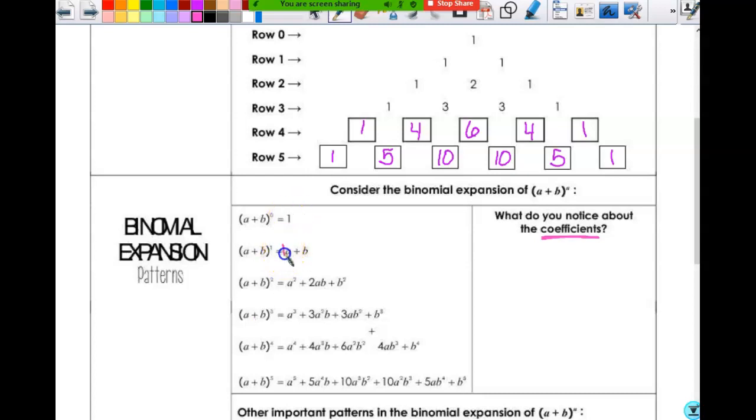So our coefficients here, basically that is 1. And then these coefficients are 1, 1. Then this is 1, 2, 1. This is 1, 3, 3, 1. 1, 4, 6, 4, 1. My plus sign's floating for some reason. Then 1, 5, 10, 10, 5, 1. So what do you notice about those coefficients? It's the same as the triangle's, exactly. So these match Pascal's triangle.